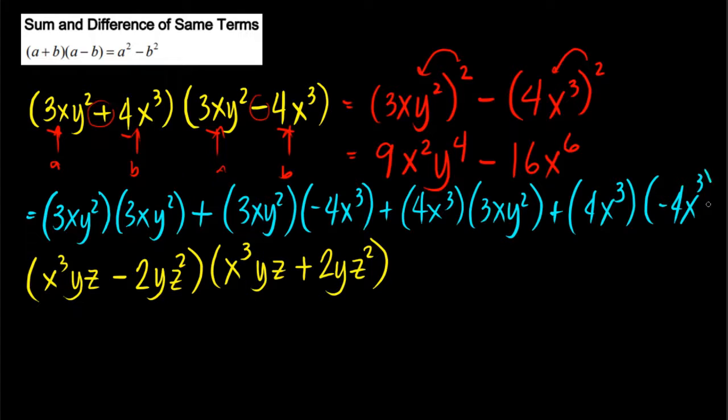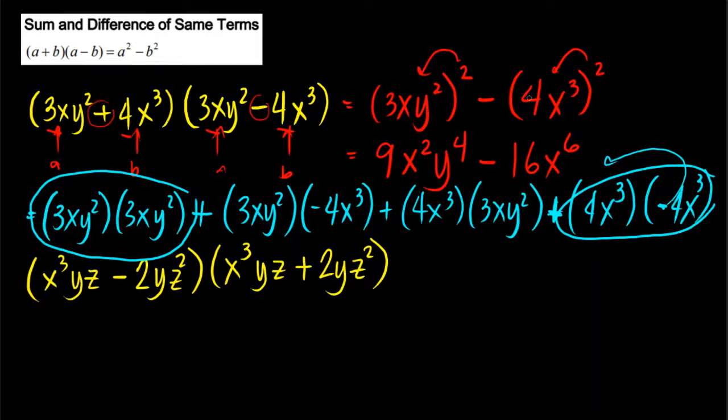So, let's just check it. We have here 3xy squared and 3xy squared. So, this is 3xy squared, squared. Next, we have here 4x cubed and negative 4x cubed. If we bring the negative outside, it becomes a negative, and they are both 4x cubed. So, this becomes negative 4x cubed squared. That follows our law: A squared and B squared, we're good.